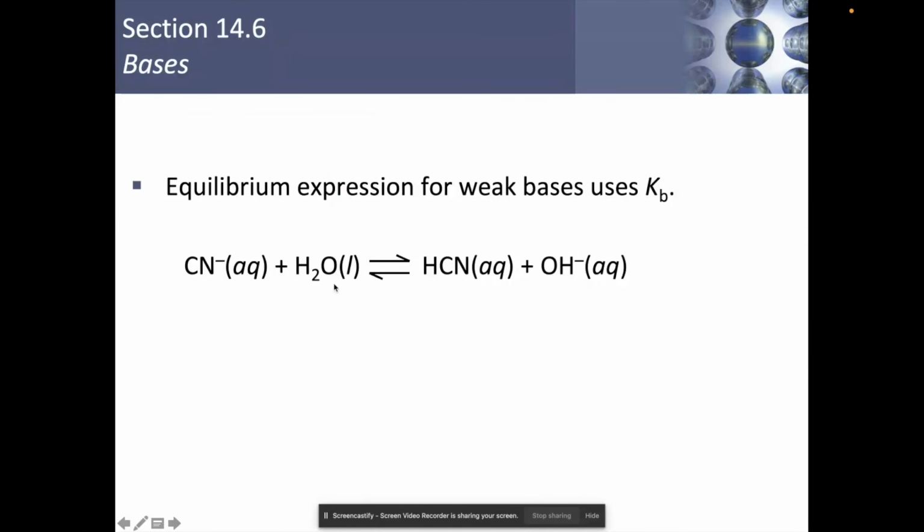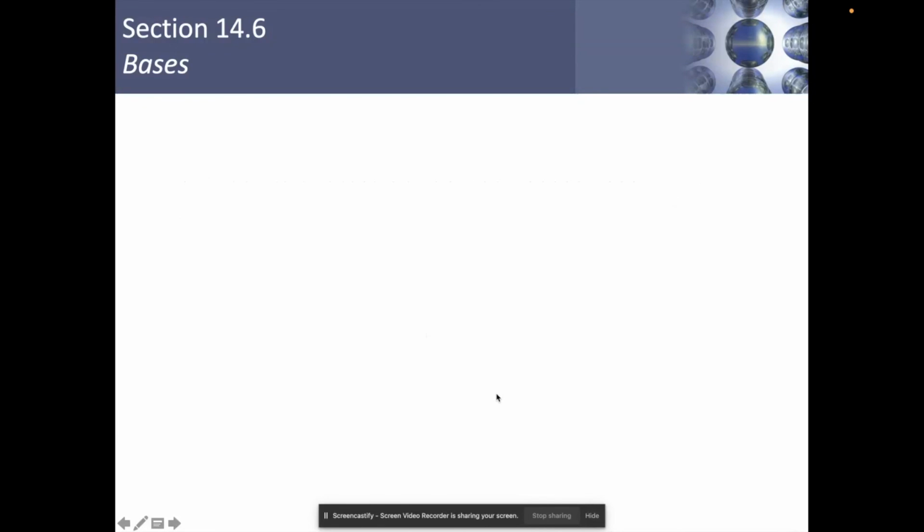All right, let's do one last one. Let's take a look at an equilibrium expression now for a weak base. Remember that an equilibrium expression for a weak base, I still do not include liquids, only aqueous solutions. And we like to use Kb to represent the equilibrium expression for a weak base. So Ka was for acids, Kb is for bases. And just like the previous ones, water is not included, and we have our products over our reactant in this case.